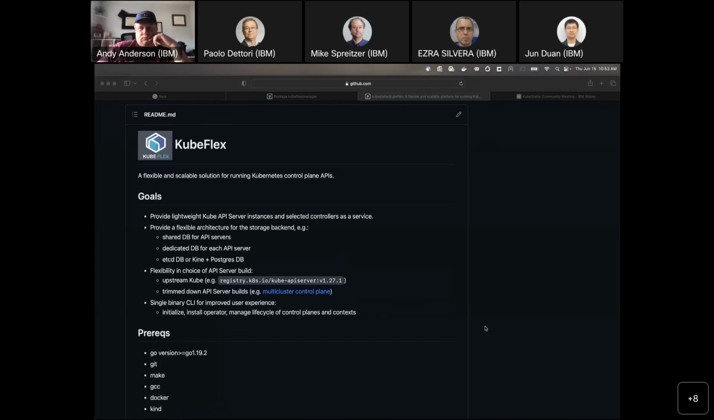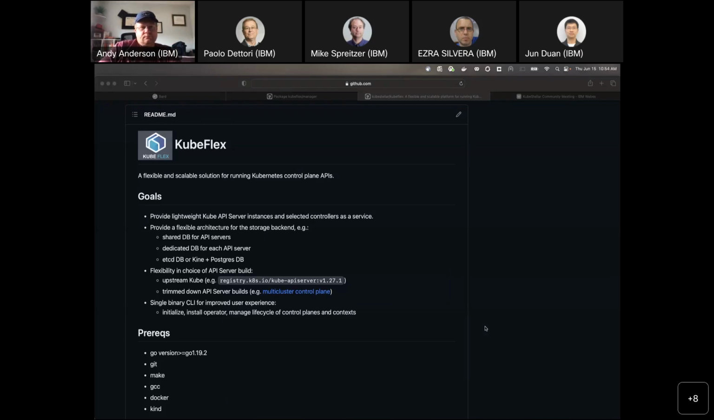So the idea is really to run the minimum that we need for each logical API server, or whatever you want to call it in terms of terminology, and really run in a hosted cluster. In this particular case, we are starting with kind, but it could be any Kubernetes cluster. It could be, of course, a hosted managed cluster like IKS, EKS, etc. Could be OpenShift, etc. And the idea is really to provide these very lightweight API server instances and some selected controllers as a service. The idea is also to provide options for the way we support the storage backend.